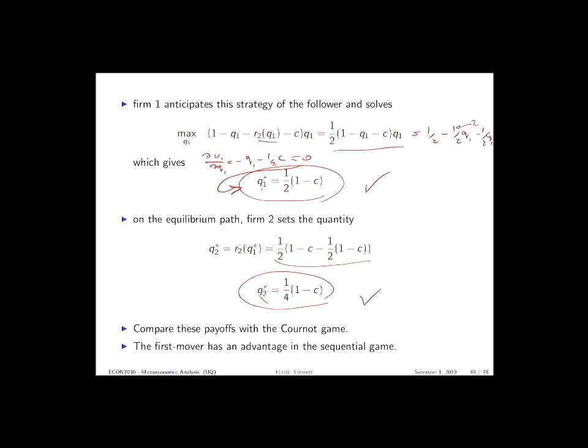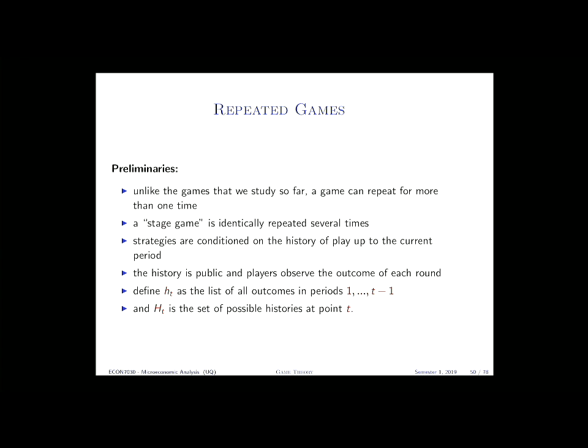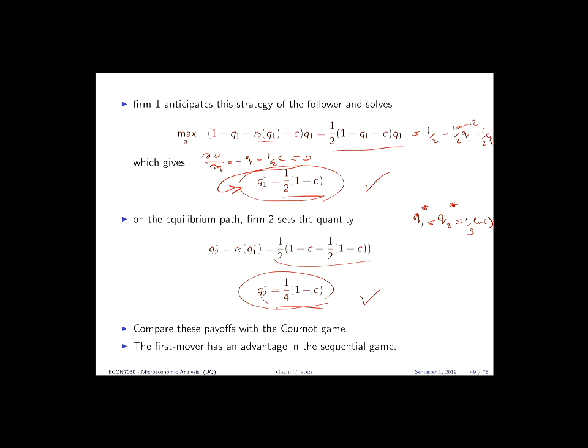As you can see, we had Q1 star equal to Q2 star equal to a third of 1 minus C. Here we have this equal to half and this equal to 1 over 4. So let's go with a number for C. Suppose C is equal to half. The reason I'm doing this is I wanted to compare the quantities and show you the difference between simultaneous move and sequential move.